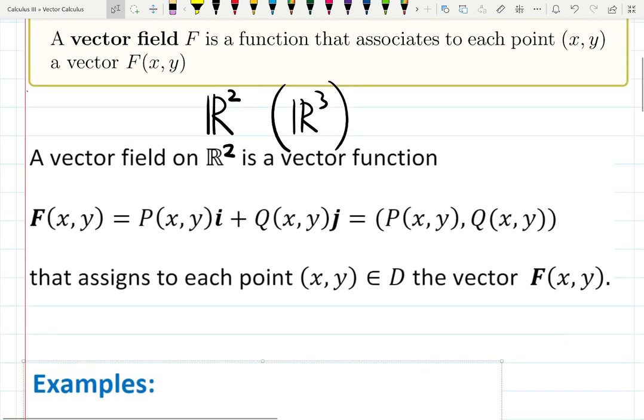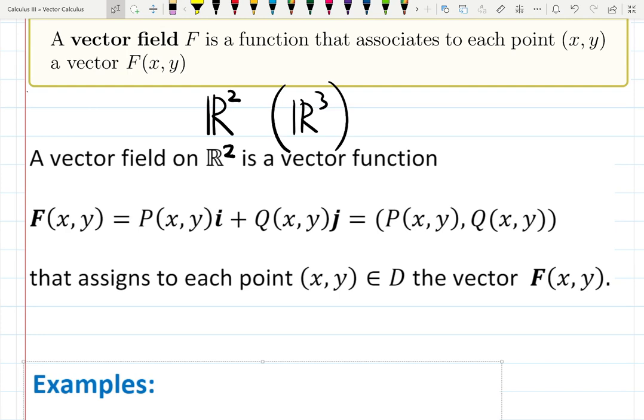Excuse me. What's the R cubed? It's a vector in 3D space. So R squared is the notation of 2D, and this is the notation of 3D. It's the real numbers, and the square means second dimension, 3 is the third dimension, 4 is the fourth dimension.